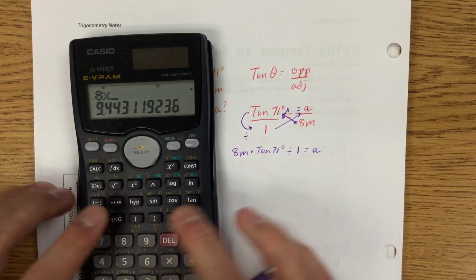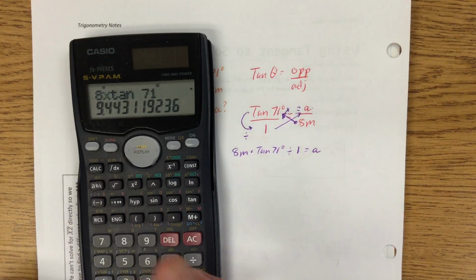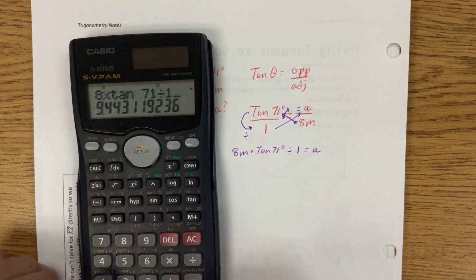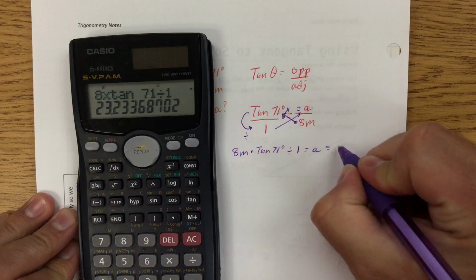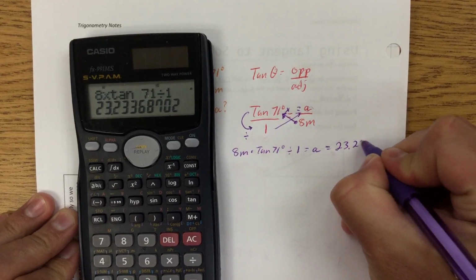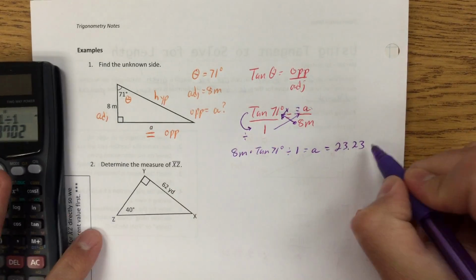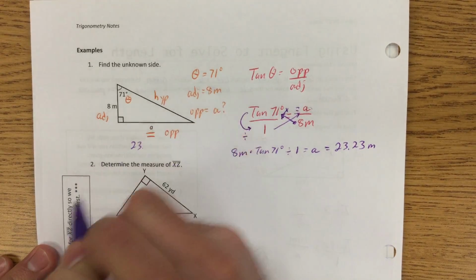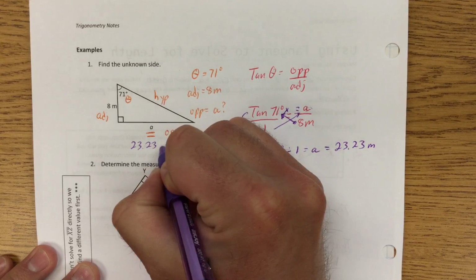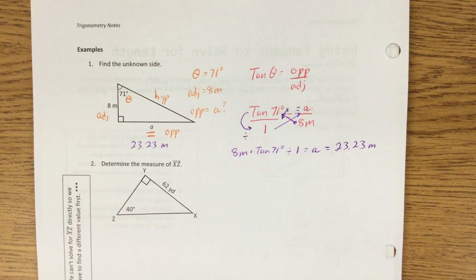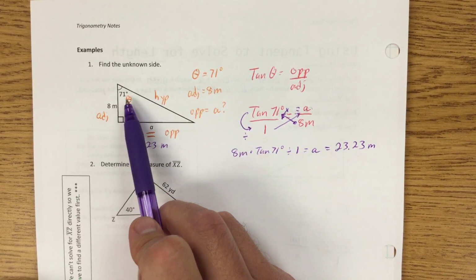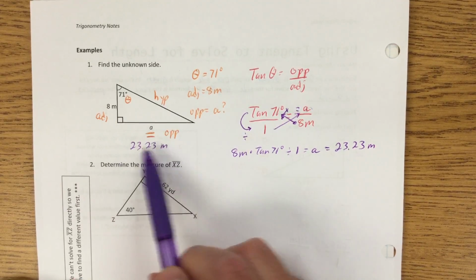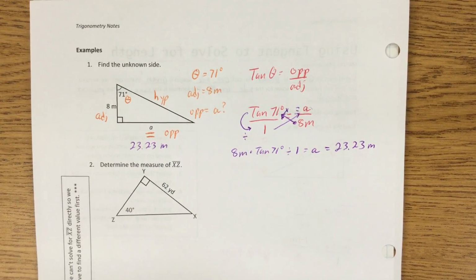We do 8 times, and now again, I do tan 71. You might have to do 71 tan, divide by 1, and A is equal to 23.23 meters. Now again, bigger value of theta, so our opposite is going to be bigger than our adjacent side right here.